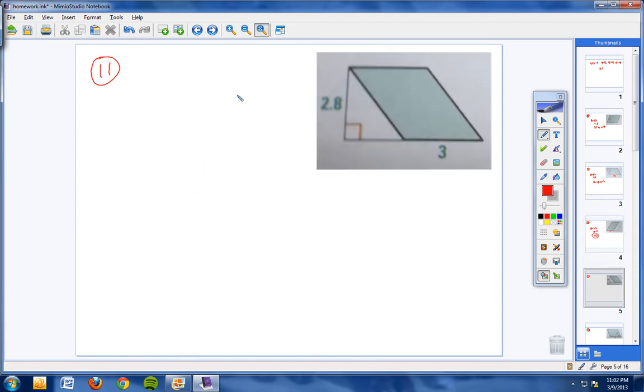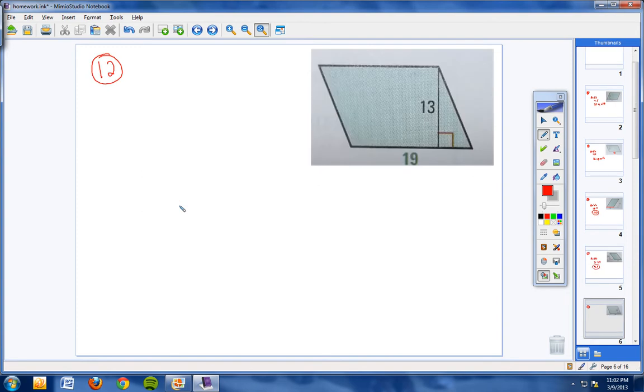Okay, number 11. We're going to find the area of this parallelogram. In order to find the area of a parallelogram, it's base times height. Base times height. Your base is 3 times your height is 2.8, and 3 times 2.8 would be 8.4 square units.